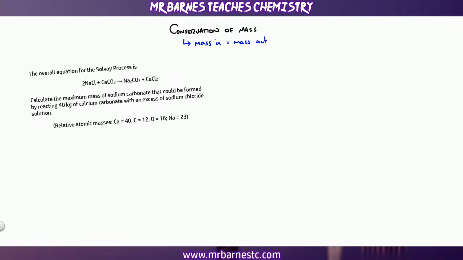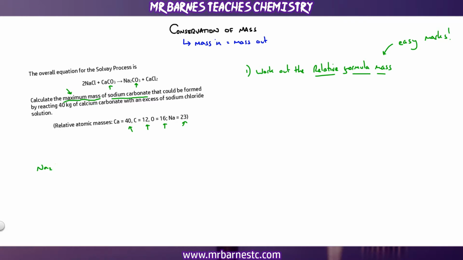So for example, let's have a look at a question. We have the Solvay process here, which is 2 NaCl plus CaCO3 goes to Na2CO3 plus CaCl2. And it says calculate the maximum mass of sodium carbonate that could be formed. So that is the thing that you want. So the first thing you do is work out the relative formula mass. Now, a really good habit to get into is the second you see relative atomic masses and chemicals in there, work out the relative formula mass. That's going to get you a mark.